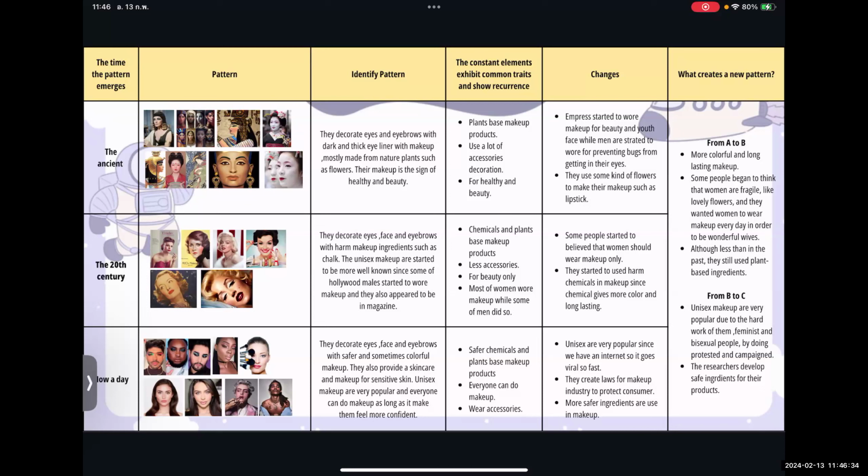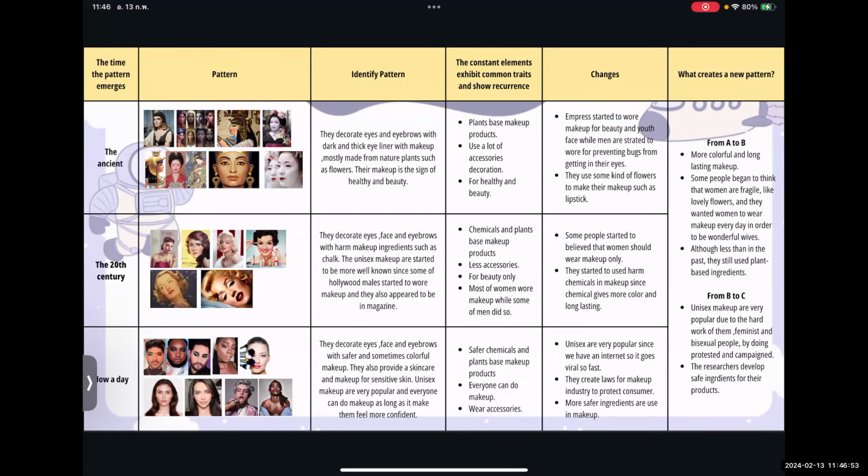Next one is the 20th century. They decorate eyes, face, and eyeballs with home makeup ingredients such as chalk. The unisex makeup started to be more well known since some Hollywood males started to wear makeup, and that also appeared in the magazine.